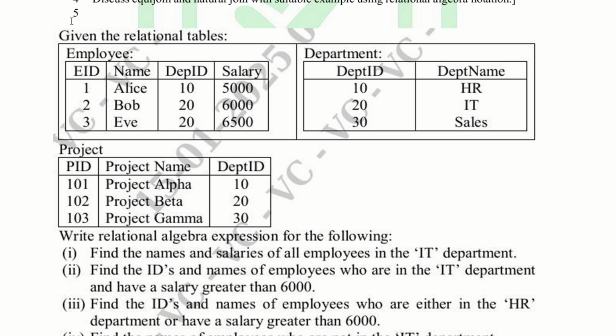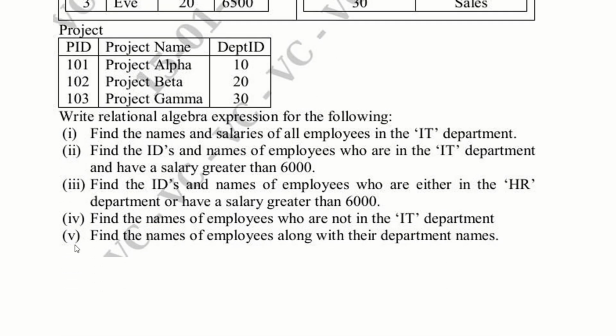Now the fifth question. A table is given and these questions are given. Using this table we have to identify, like the first question: find the name and the salary of all employees in the IT department. Here the name, department and salary are given. We have to find this out using a query. So note down this question, it is an important question.